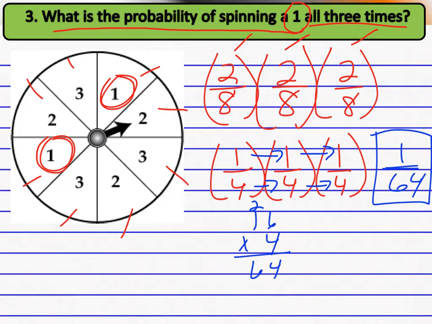Now this is the first time we've done this, so pay attention again. I've spun the 1. The probability of spinning the 1 is 2 out of 8. That's this one spin. To spin it again, 2 out of 8. To spin it again, 2 out of 8. That is 3 different spins. Each spin is a separate fraction, and then you multiply straight across. You could simplify before or after. The final result needs to be 1 out of 64 spins.